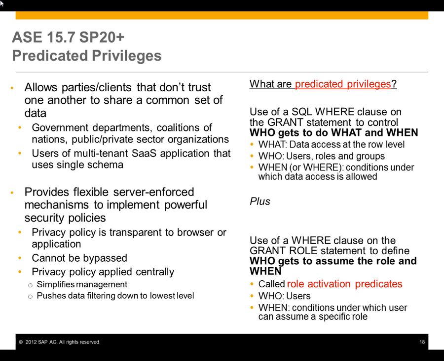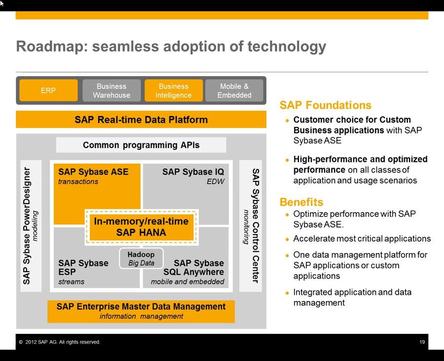So when we look at this in a little bit more detail, you can think of predicated privileges as applying SQL where clauses to a grant statement that allows us to control now who gets to do what and when they get to do it, right? And then we also add the capability to use, again, a where clause kind of construct to allow us to decide who gets to assume a role and when. So we think of those as role activation predicates of a grant.